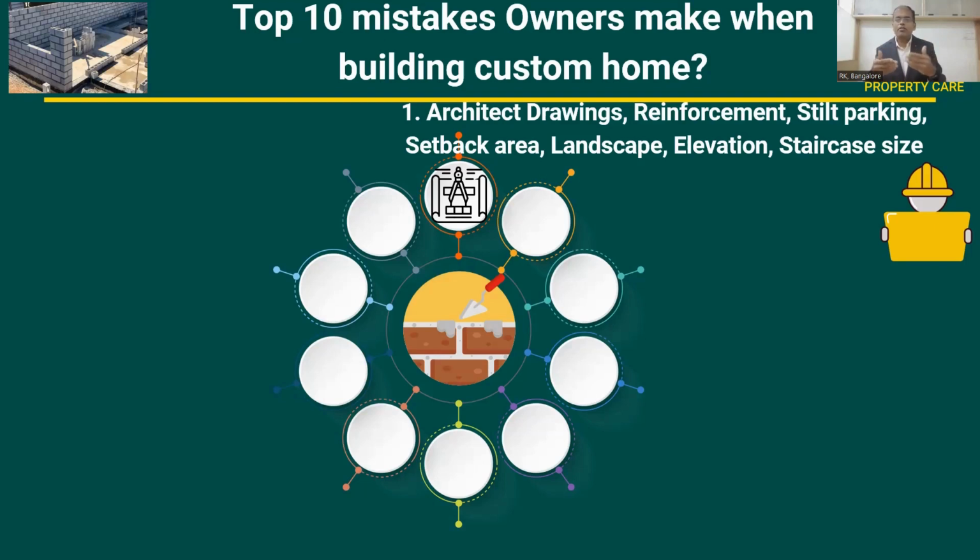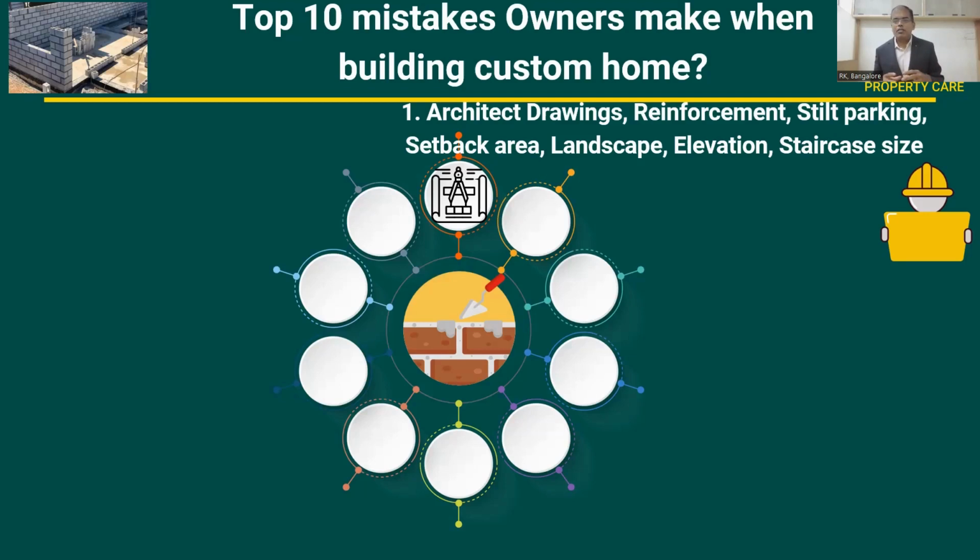So at the very beginning only, we should ask the architect. He will give an outlook, so this is how your house will look after building. That level he will give. And we tend to miss the staircase.